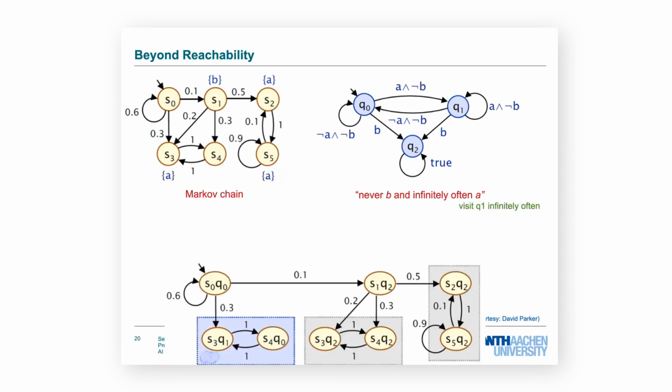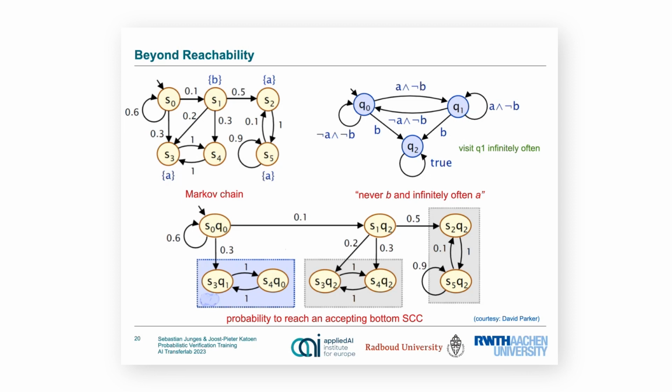Now, what you can do, and I'm going to skip some of the technical details, is build a kind of product of the yellow Markov chain and the automaton on the right.